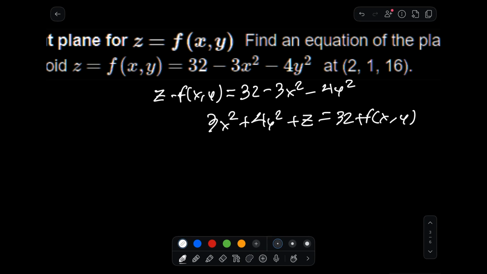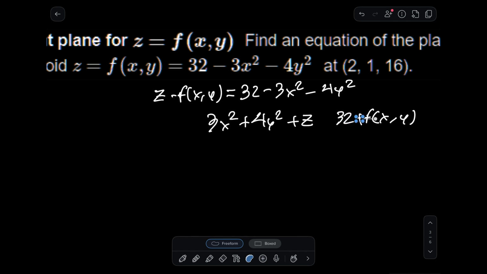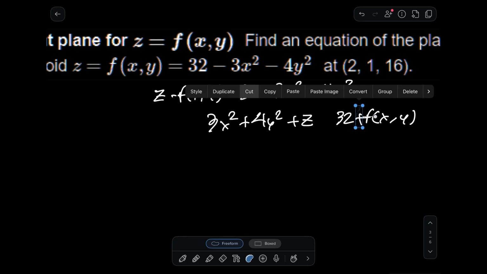What we're going to do actually is, let me cut that. Oh. Cut that as well.